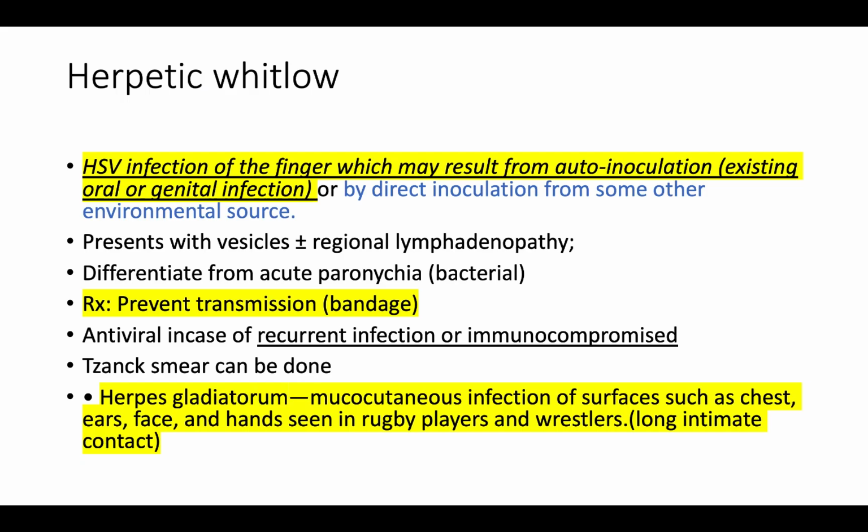So this is what it looks like. HSV infection of the finger, which may result from auto-inoculation. An existing oral or genital infection, where the person scratches or breaks the sores or puts their hand in their mouth. Or it is caused by direct inoculation from some other environmental source. And then you have vesicles with regional lymphadenopathy.